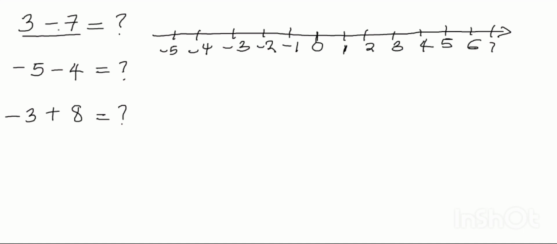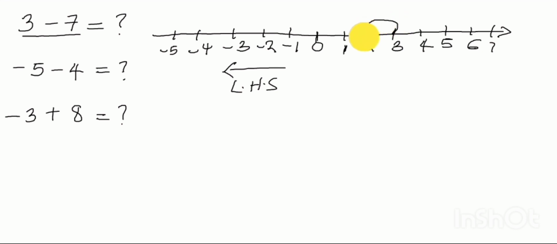Now 3 minus 7, what is it going to be? I'm going to come to the number line where I have 3, the point 3, and I'm going to stay there. And then because I want to subtract 7, you notice that the negative numbers are towards the left hand side, so I'm going to move towards the left 7 times, and that's what it means by 3 minus 7.